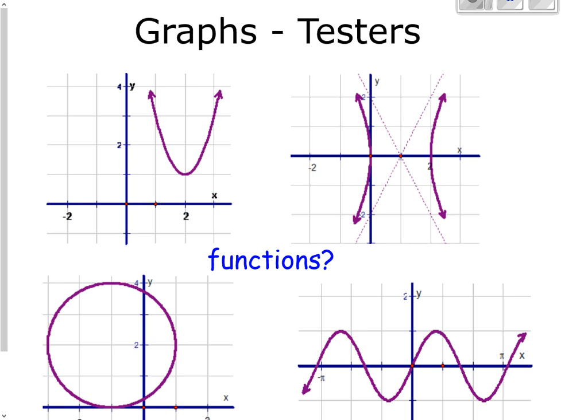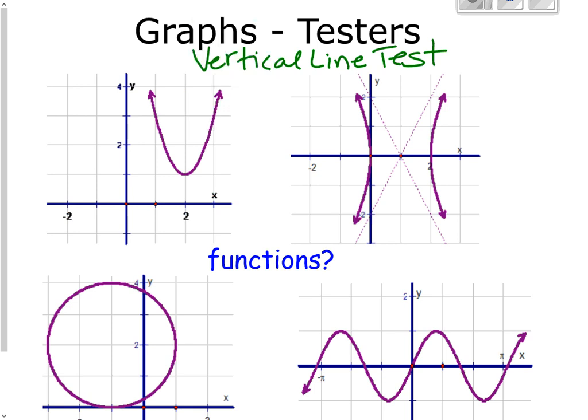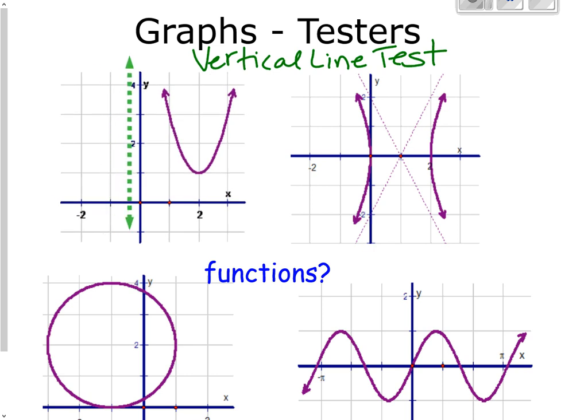Okay, so are these functions? Okay, that's what we're asking. We're going to use what's called the vertical line test, and we actually just use our eyes. But to make it easier, let me create an actual line. So here, let me use this line. Okay, this is my line, this green line. Okay, so think of this as your eyes, and I'm going to move this green line across my graph.